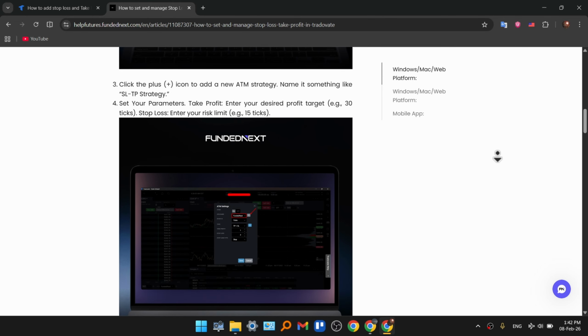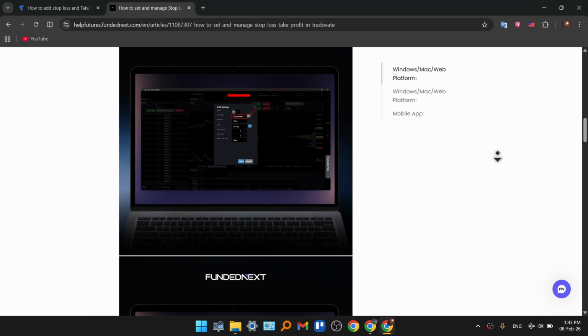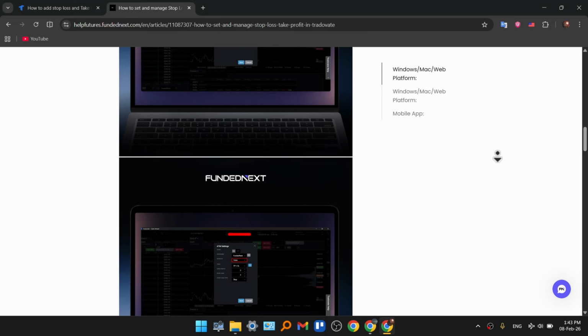Then we have the take profit. In the target or take profit field, enter your profit distance in ticks. For example, 20 ticks above entry.